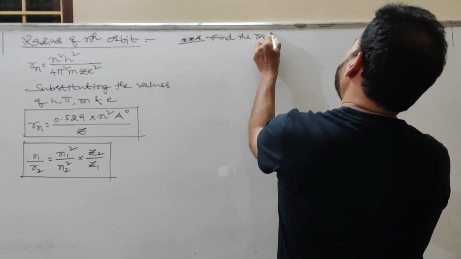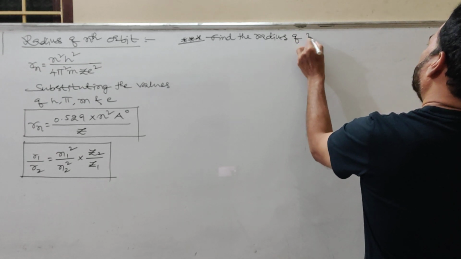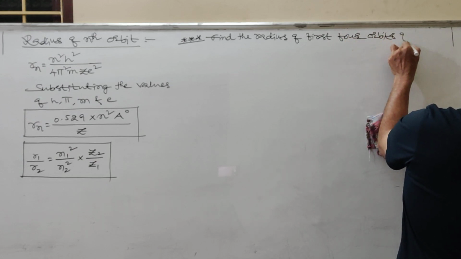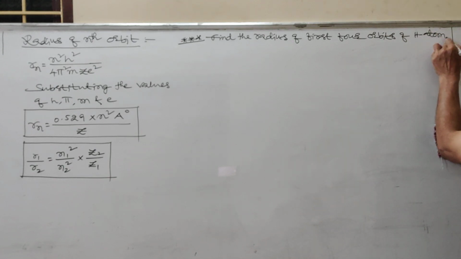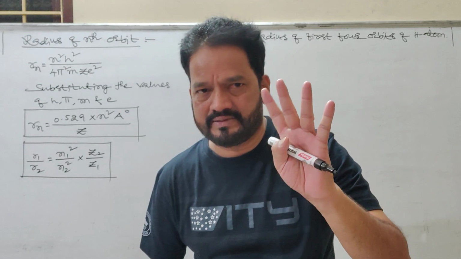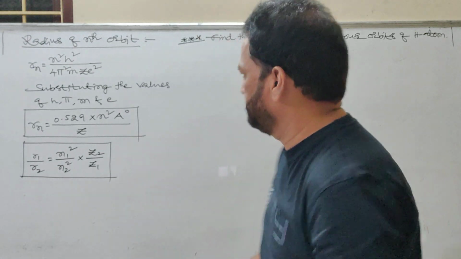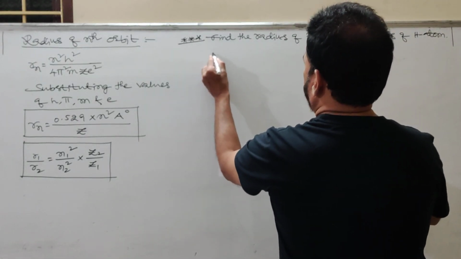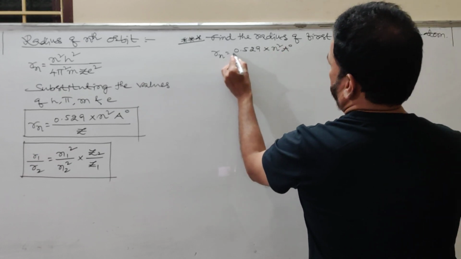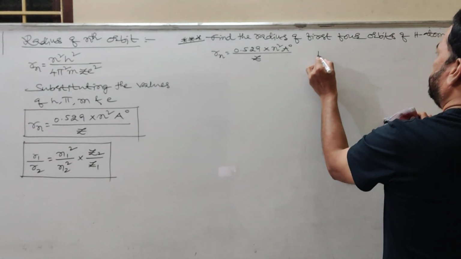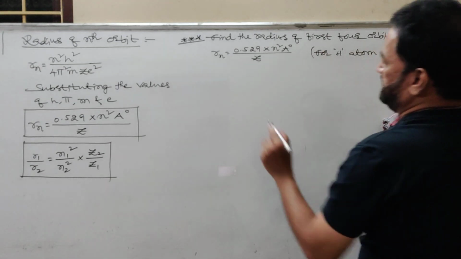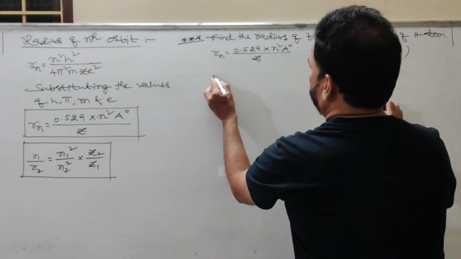Find the radius of the first 4 orbits of a hydrogen atom. If a question is given to you like this, find the radius of the first 4 orbits: first orbit, second orbit, third orbit and fourth orbit. Then what is your answer? You first write the formula Rn is equal to 0.529 into n square angstrom divided by Z. And for hydrogen atom Z is equal to 1, no need to write it every time.